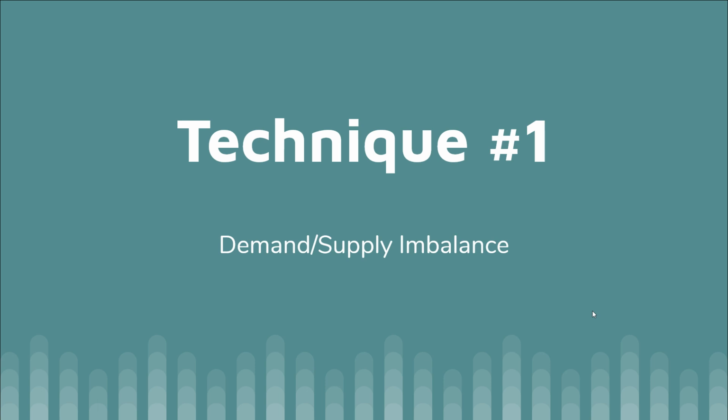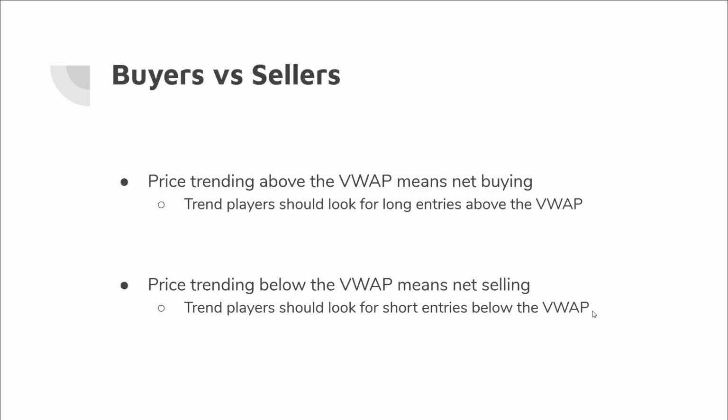You could even say that these 3 techniques I go over become a little bit more advanced as they go, but overall they're still pretty basic. There's nothing too fancy here. The most basic one is you're just looking at where price is in relation to the VWAP. If you're looking at something that's uptrending above the VWAP, that's just confirmation that we have net buying, that demand is in control of price.